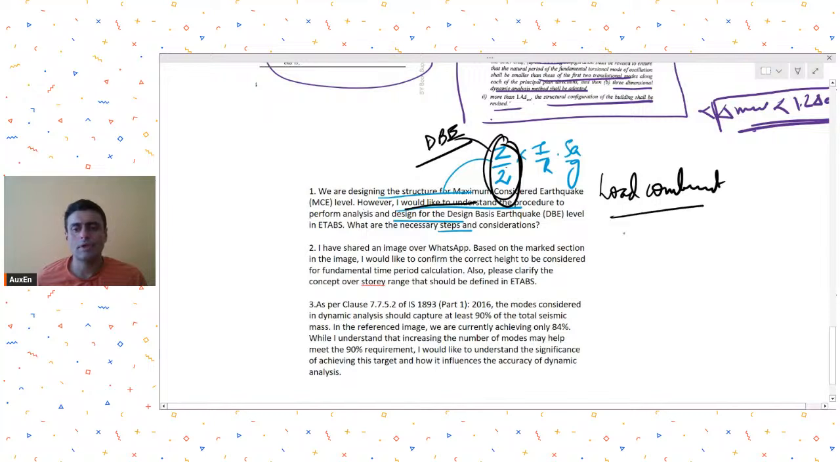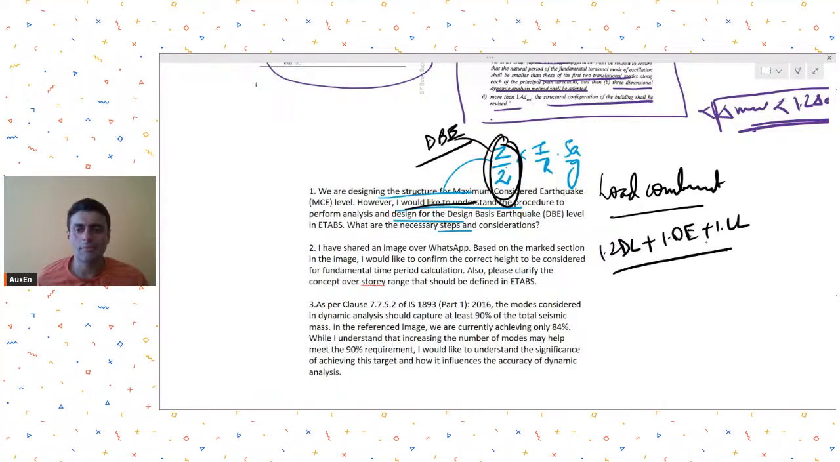I don't remember it completely, but let's say in a load combination where we combine dead and live, earthquake will have a factor of 1. Why? Because now it's not a DB level earthquake, it's an MC level earthquake. I may be wrong with the combination factors that I mentioned, but understand the principle behind it: in the upcoming revision of 1893, you will see the load combination factors of earthquake being revised.